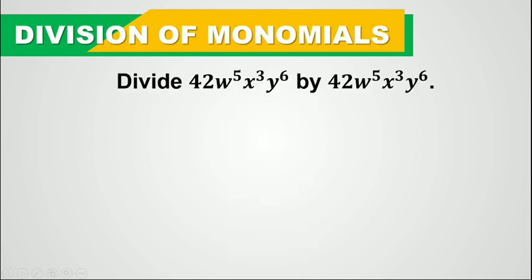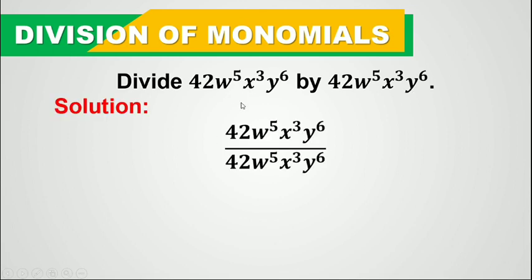Now what about this one? I would like to insert this because although it is common sense and very easy, some of the students fail to answer this correctly as well. So 42 w to the power of 5, x cubed, y to the power of 6 divided by 42 w to the power of 5, x cubed, y to the power of 6. Remember that when you divide a monomial by itself, the answer is just equal to 1. So this is the final answer for this particular question. It's 1 automatically, no need for extra solutions. Again, if we divide a monomial by itself, the answer is just 1.